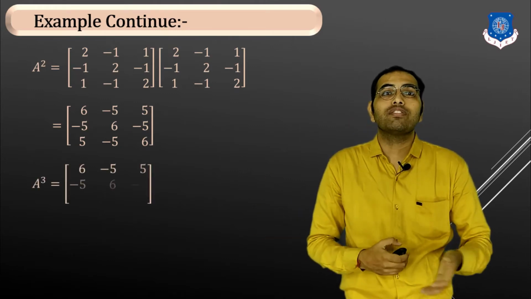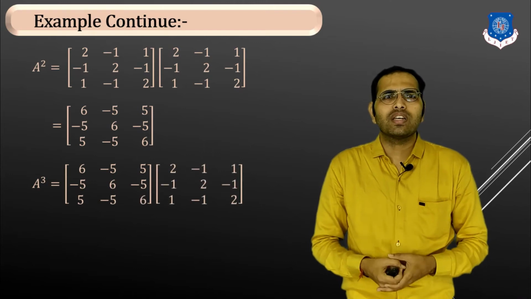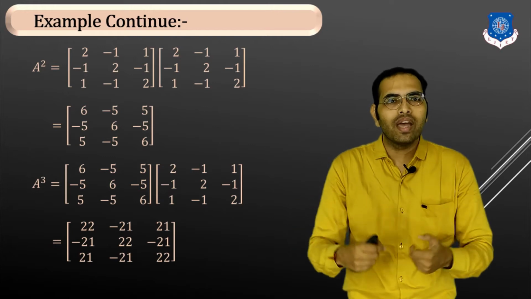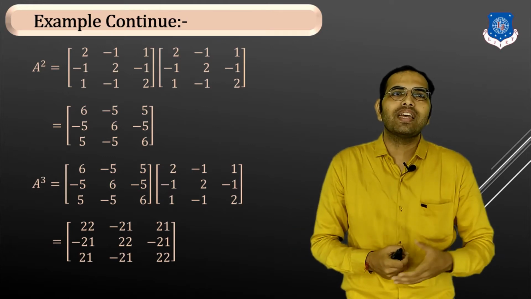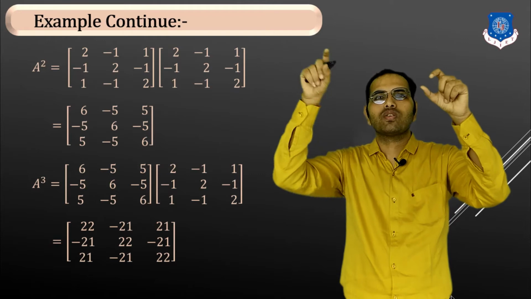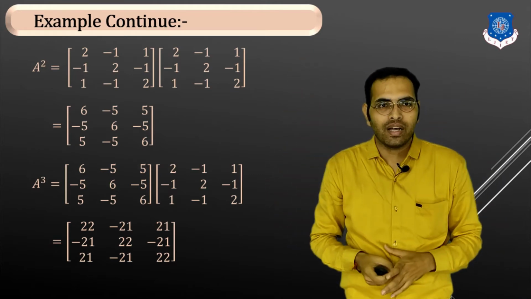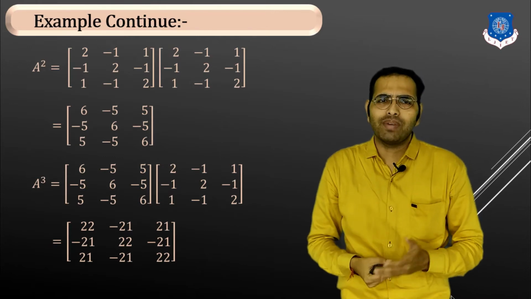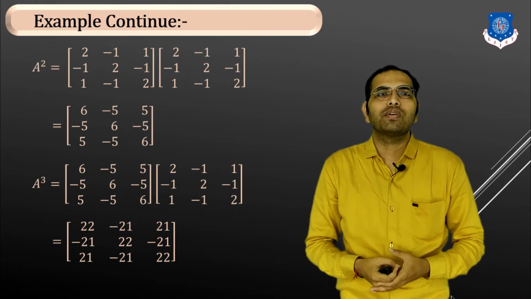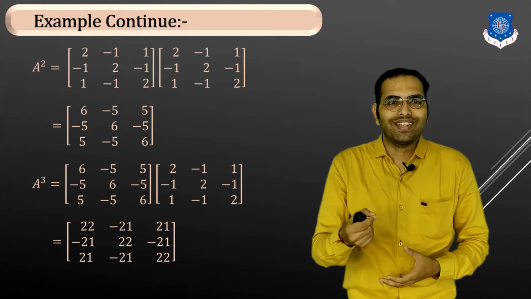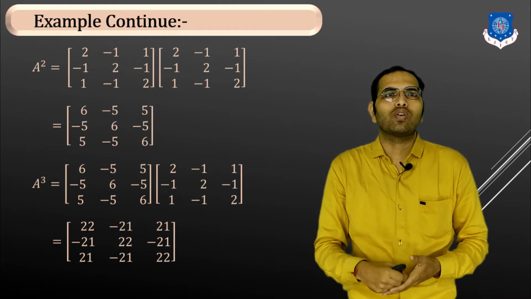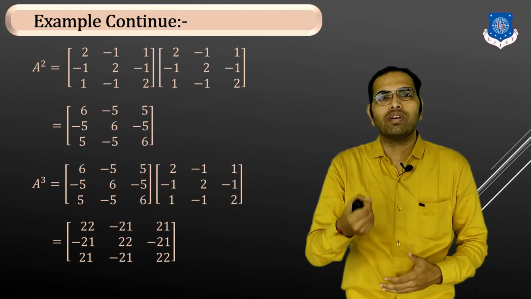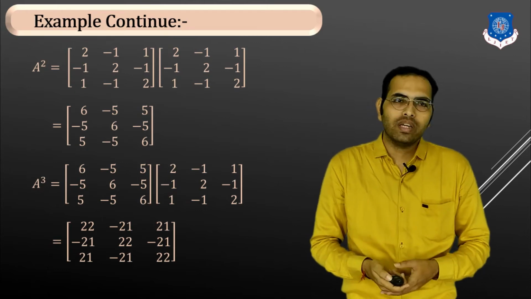Similarly we can find the A cube. A cube is A square into A. Now substituting the values of A square into A, and likewise, first row first column, first row second column, first row third column, etc., which is already learned in 11-12 science for matrix multiplication, and that will give you [22 -21 21; -21 22 -21; 21 -21 22], that is the values of A cube.